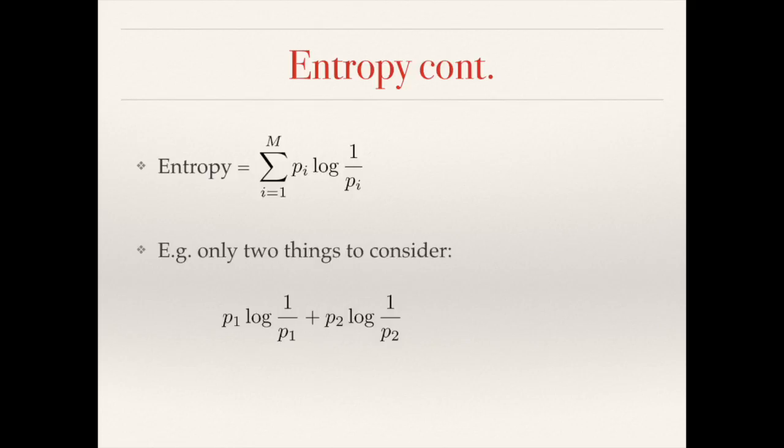Let's consider the simplest example of a random system that makes only two things. If the probability of the first thing or object is P1 and that of the second is P2, the equation of the entropy becomes this summation of P1 log 1 over P1 and P2 log 1 over P2.